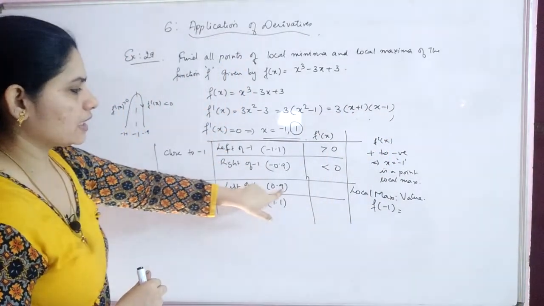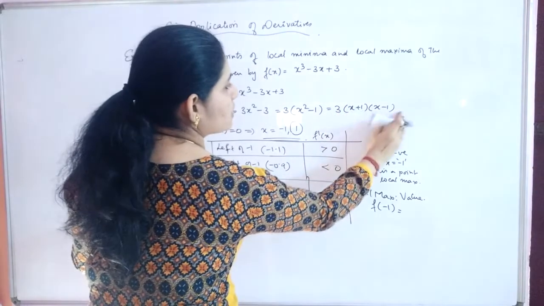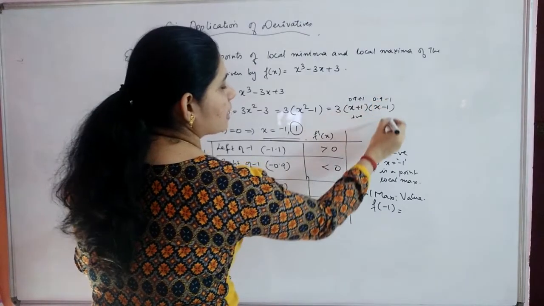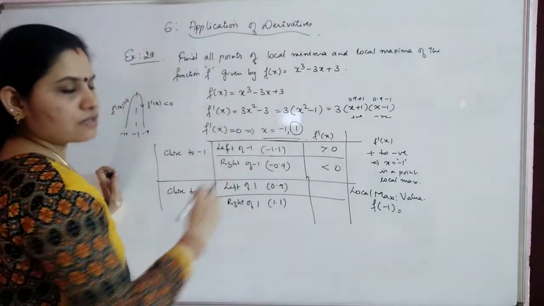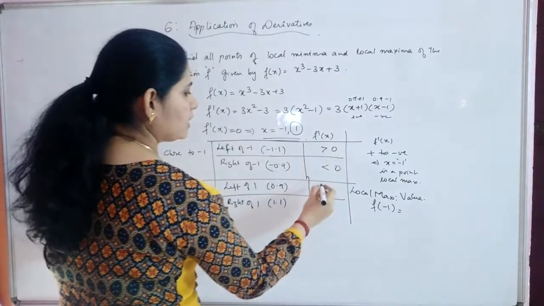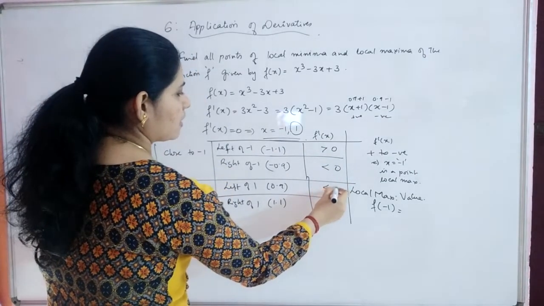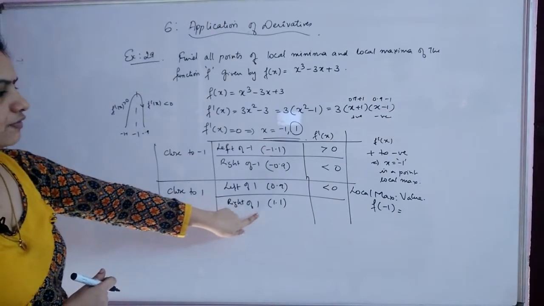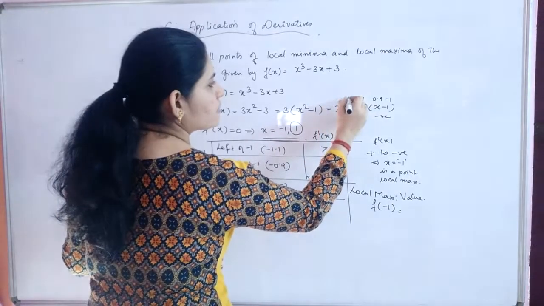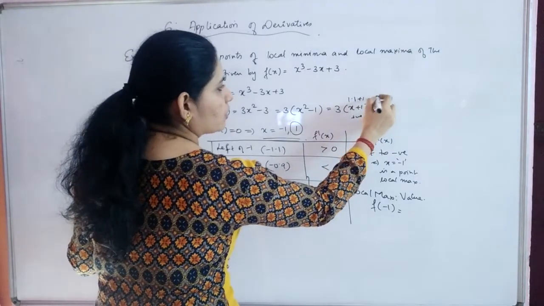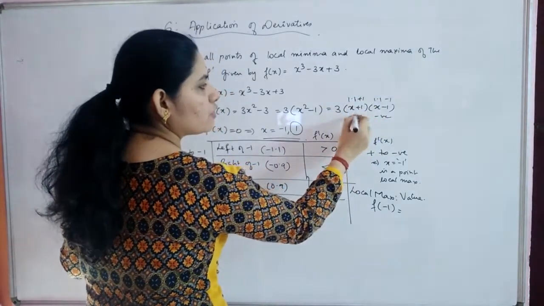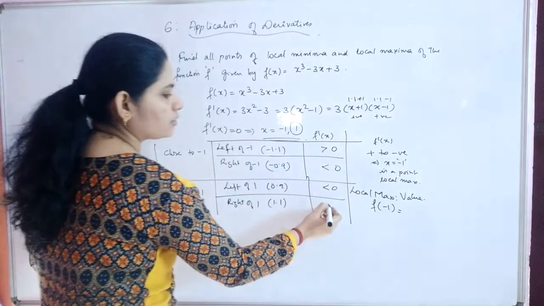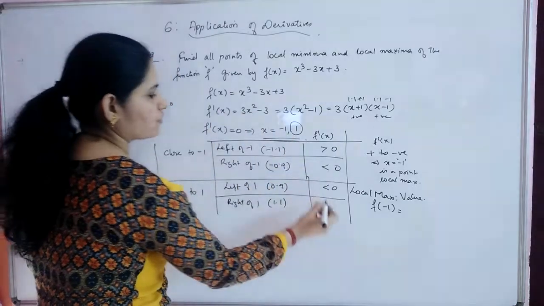For left of 1 you are taking 0.9. When you substitute 0.9, 0.9 plus 1 will give you positive, and 0.9 minus 1 will give you negative. 1 is greater, so in total you are getting negative. That means f dash of x is less than 0. Now for right of 1, you substitute 1.1 for both. 1.1 plus 1 gives a positive value, and 1.1 minus 1 also gives a positive value.